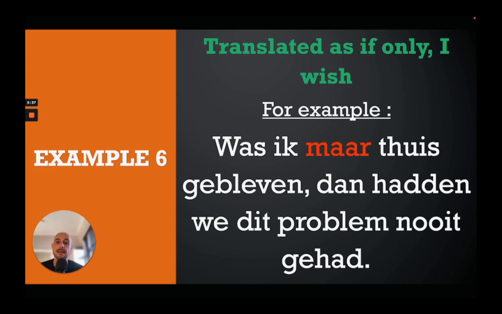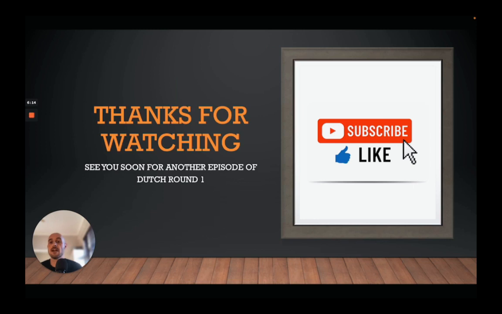All right, example number 6 is basically translated as if only or I wish. All right, so the example is: was ik maar thuis gebleven, dan hadden we dit probleem nooit gehad. If only I had stayed home, then we would have never had this problem. Or I wish I had stayed home, then we would have never had this problem. So this is a little bit more in the conditional, and then that maar you can translate as if only or I wish.